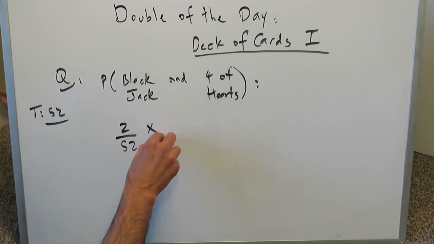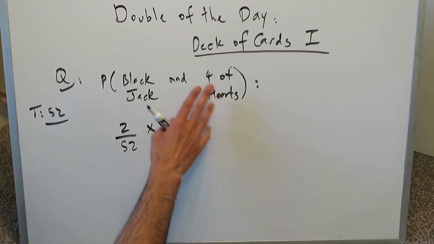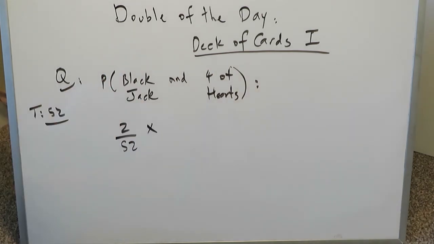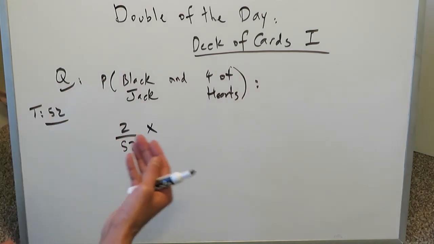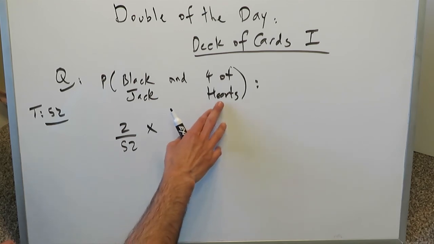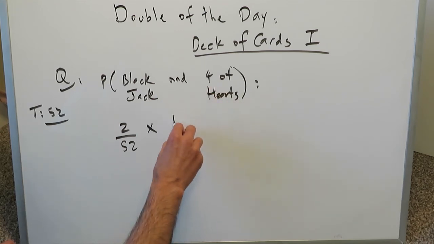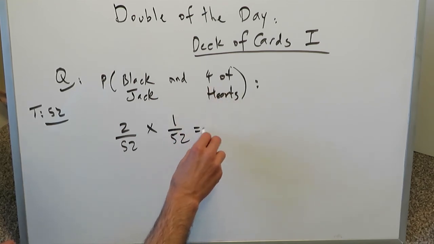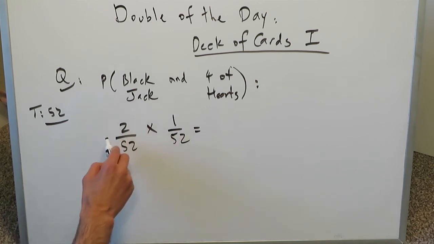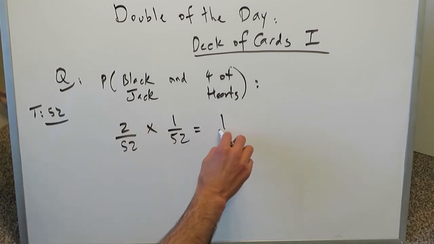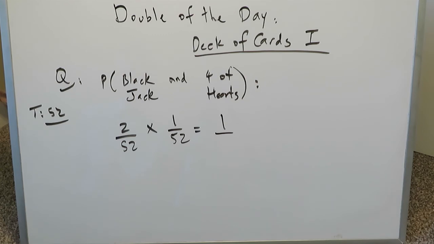You have an and, so you got to multiply. How many number 4s are there? There are 4 of them, 4 each. 1 of hearts, 1 of diamonds, 1 of clubs, 1 of spades, but it's only asking you for 4 of hearts, and that's only 1 out of 52. You got to multiply this. This really is 1 out of 26, so you can multiply and you get 26 times 52 in the denominator. You'll get 1 out of 1352.